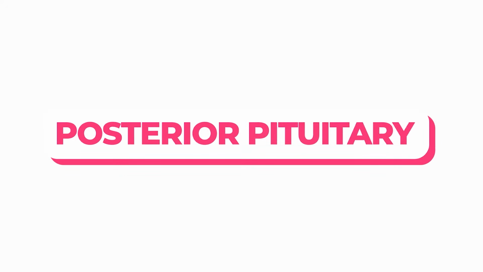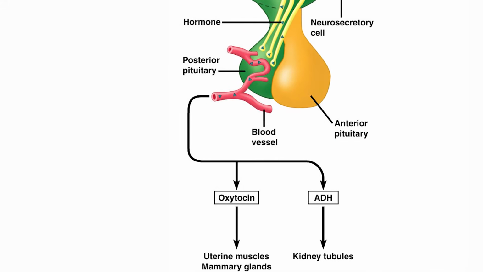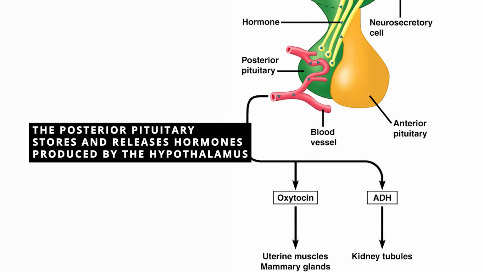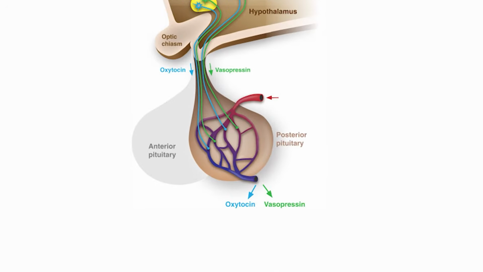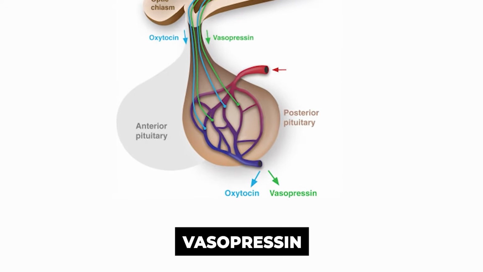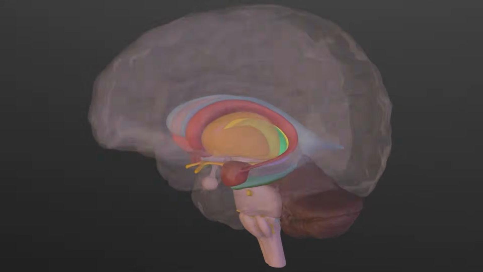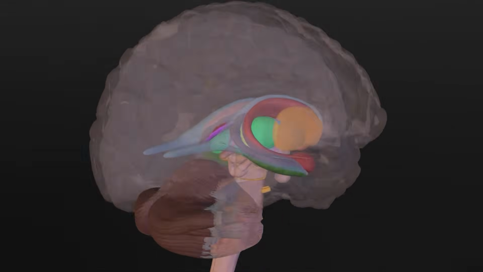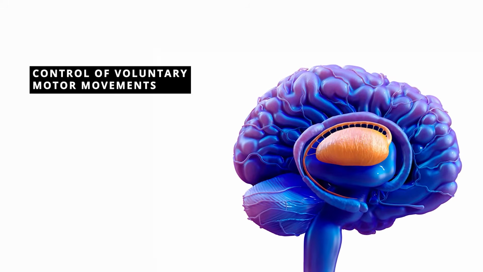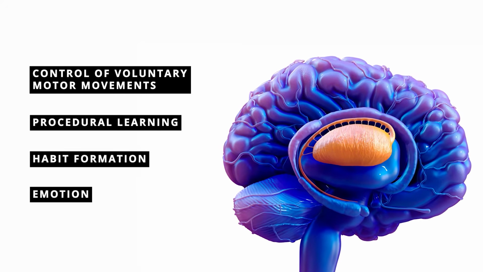Posterior pituitary, neurohypophysis. Unlike the anterior pituitary, which produces hormones, the posterior pituitary stores and releases hormones produced by the hypothalamus. Hormones released by the posterior pituitary include oxytocin and vasopressin. Basal ganglia. The basal ganglia are a group of nuclei located deep within the cerebral hemispheres that play crucial roles in a range of functions, including the control of voluntary motor movements, procedural learning, habit formation, and emotion, among others.